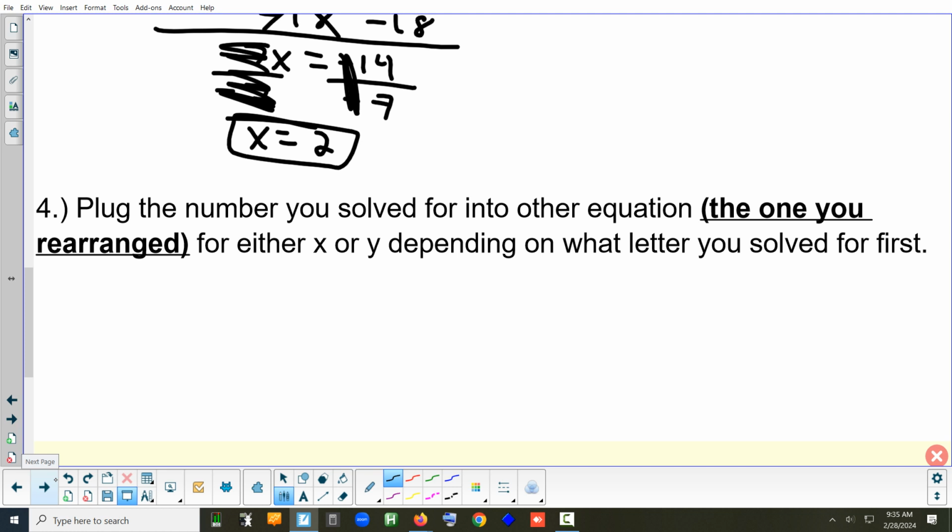Now, when we started, how many equations do they always give us when we're solving a system? 2. They always give you 2. So you can plug this number back into either equation. But my advice would be use the one that you rearranged, because it's going to be easier.